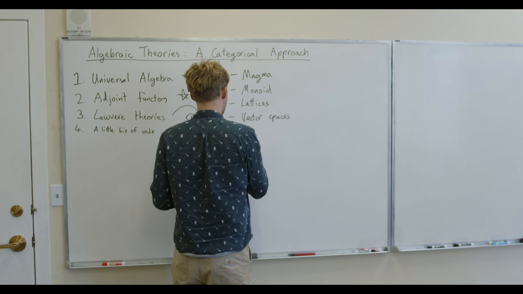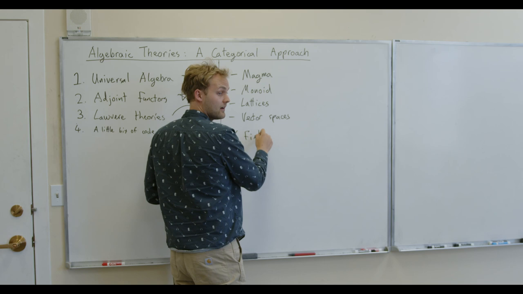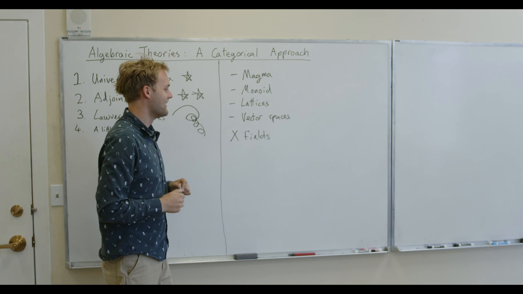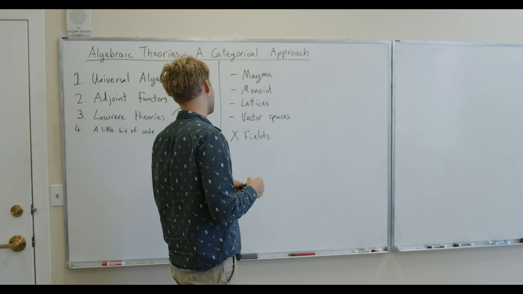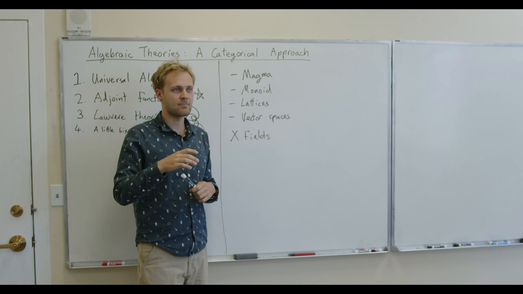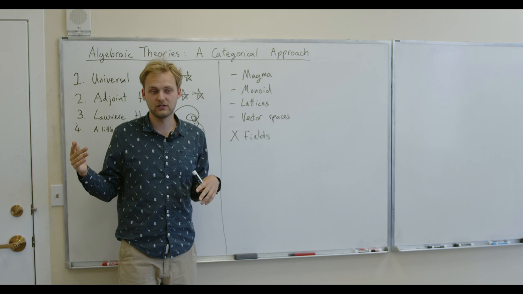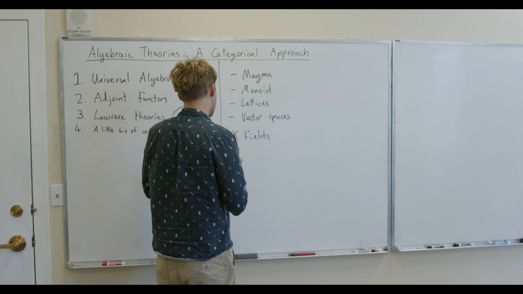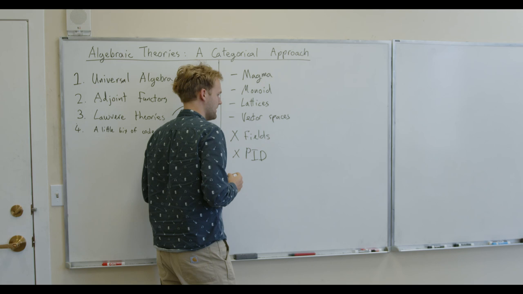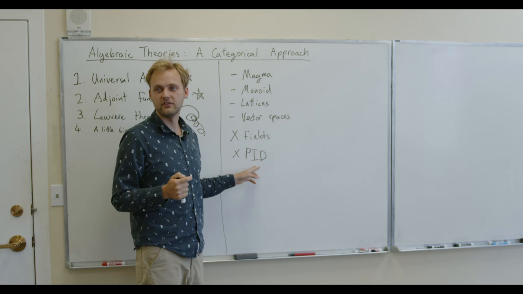What's not an algebraic theory? Fields. Single-sorted, yeah. In GitLab, we do multi-sorted. I like multi-sorted, but we're keeping things simple. Fields are not an algebraic theory. Why? Because division, you can't divide by zero. So in the division operation, you have to qualify. You have to say, for all x, where x is not equal to zero, you can divide by it. But you can't express that in algebraic theories. Another one, even simpler, is like principal ideal domains. You can't express the property of being a principal ideal domain in terms of operations and so on.